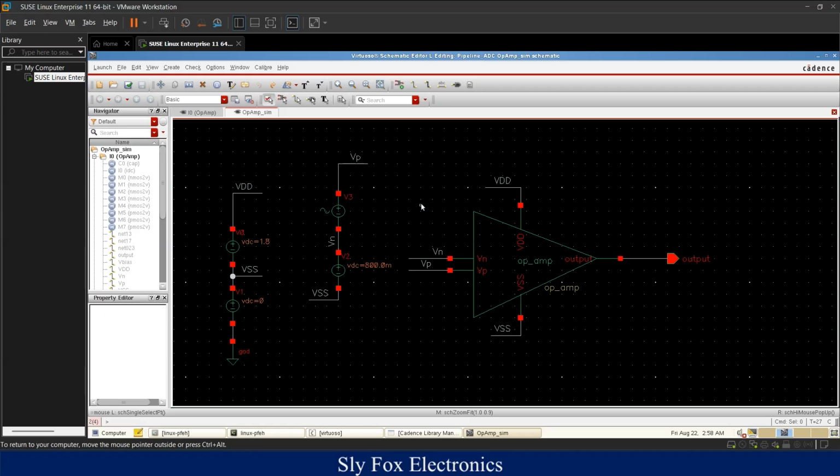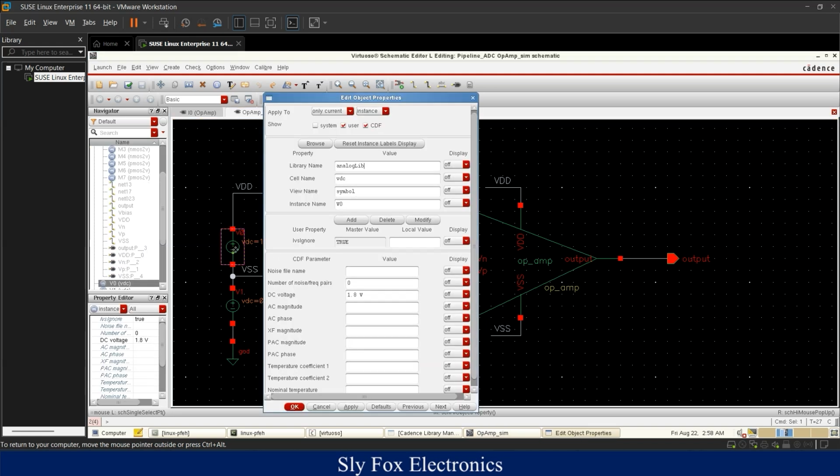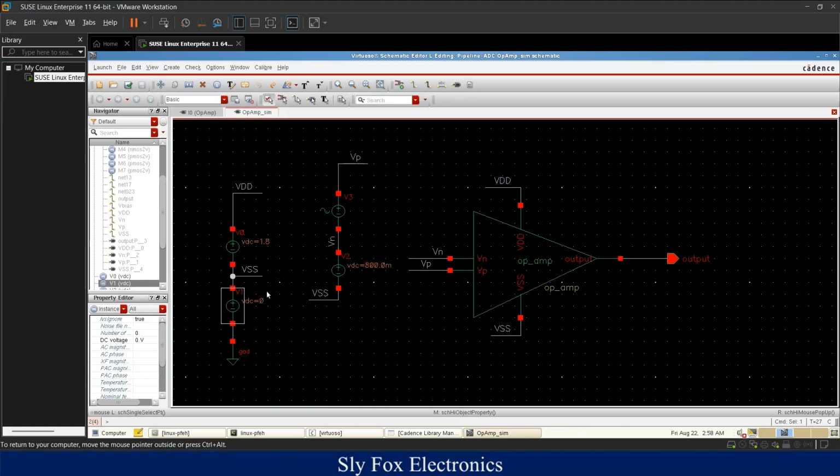Then I opened another schematic and I placed the OpAmp's symbol here. I used two DC voltage sources in order to create the VDD and VSS. I set the voltage of this VDC, which is a DC voltage source, to 1.8 volts. And I set the voltage of this one to 0. That's because I didn't want to connect my system directly to GND, which is a global net, and I used VSS and VDD. Then I connected the VDD of the operational amplifier to VDD and its VSS to this VSS.